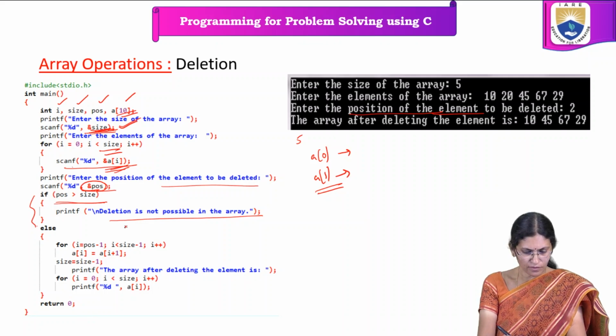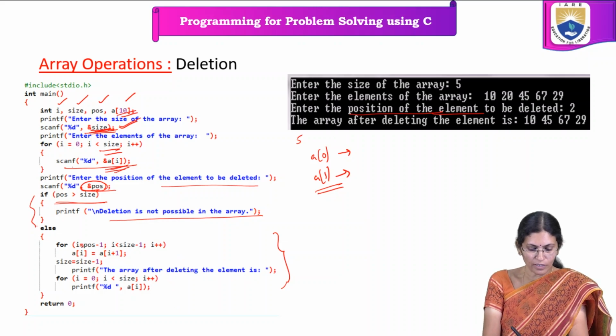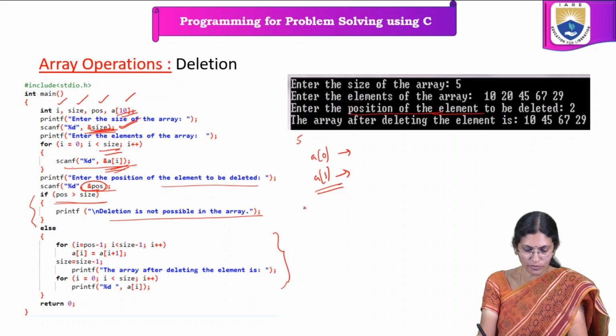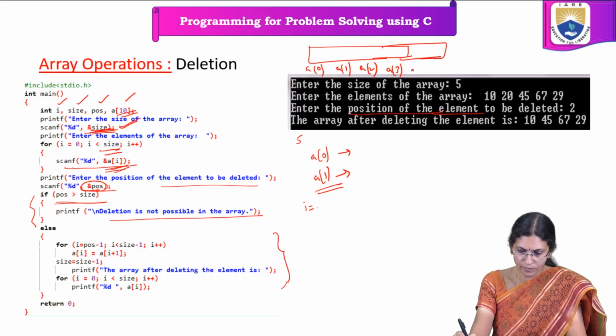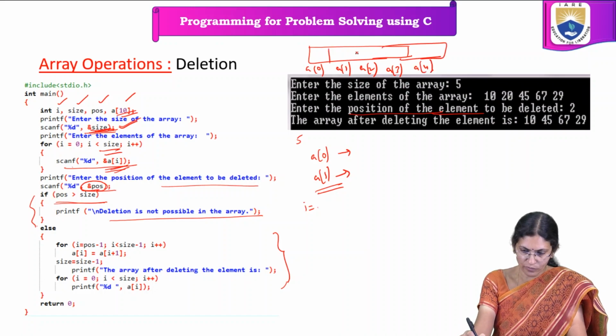So these are the statements to perform the deletion as well as, after deletion, to print the elements of the array. This is the part of the program. So for I is equal to position minus 1. For the deletion operation, suppose we have A of 0, A of 1, A of 2, A of 3 and then A of 4. So 1, 2, 3, 4 and 5 elements are there.